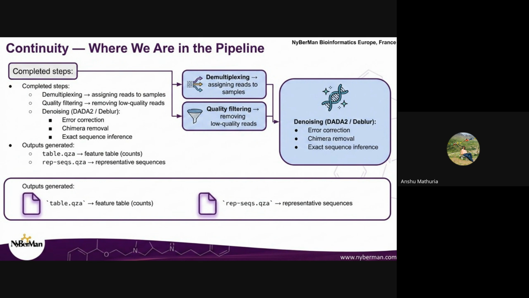Now after denoising, the files that are more important to us are table.qza and rep-seqs.qza. table.qza is the file that contains our sequence counts, and rep-seqs.qza is the file that contains our actual FASTA sequences. We'll be converting these files into visualization files, and we'll check what the results are and what outputs these files show.